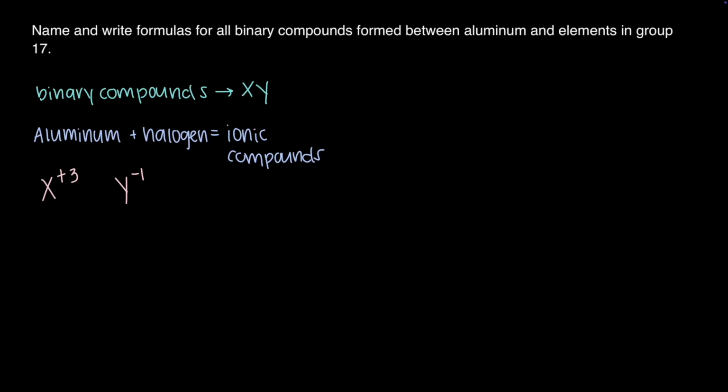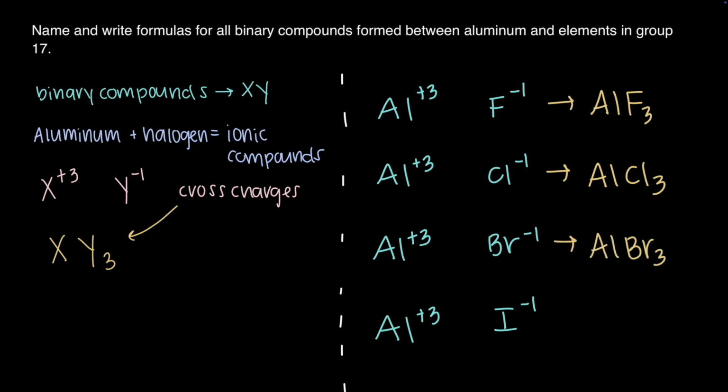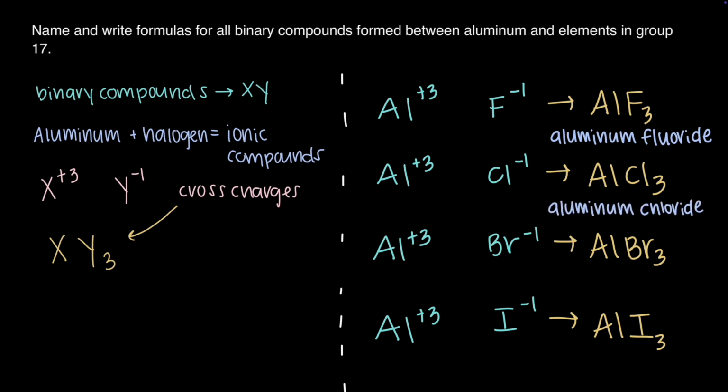To write the formulas for the ionic compounds, we use their charges from the periodic table and cross them. Aluminum has a +3 charge and all halogens will have a -1 charge. Going down the group for the halogens, we can create AlF3, AlCl3, AlBr3, and AlI3. For the names, we just have to write the name of the metal, and then for the nonmetals, change the ending to IDE. The names will be aluminum fluoride, aluminum chloride, aluminum bromide, and aluminum iodide.